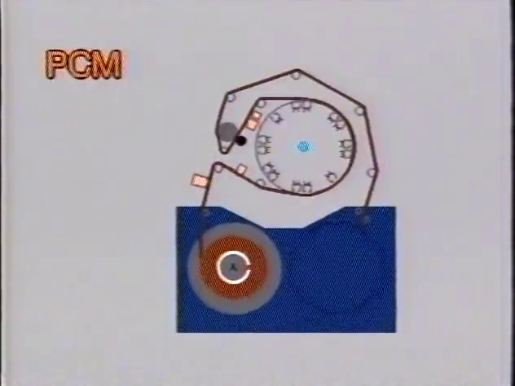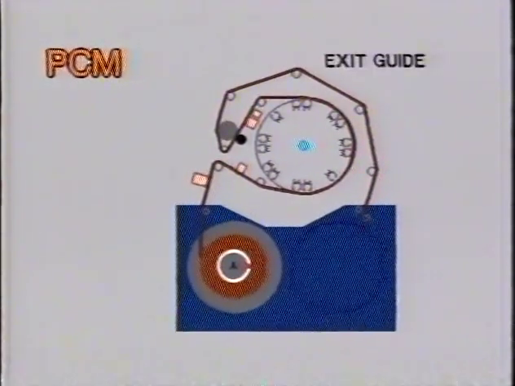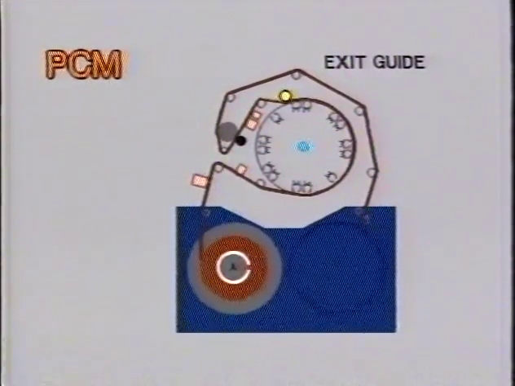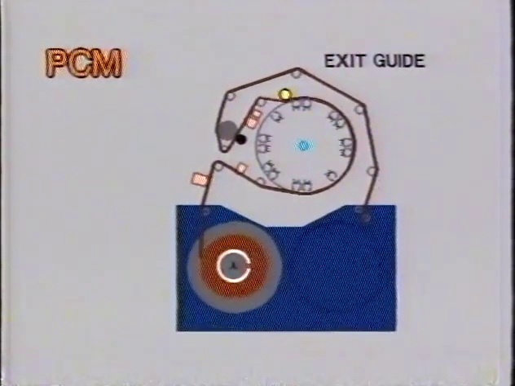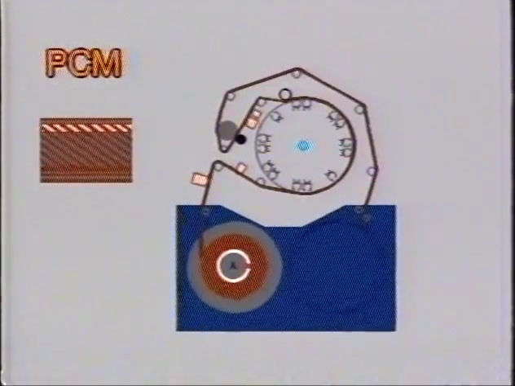In PCM machines, the wrap is extended by approximately 8 degrees by this movable guide. This enables the sound to be recorded by the video heads, forming PCM segments in place of the Audio 1 longitudinal track.